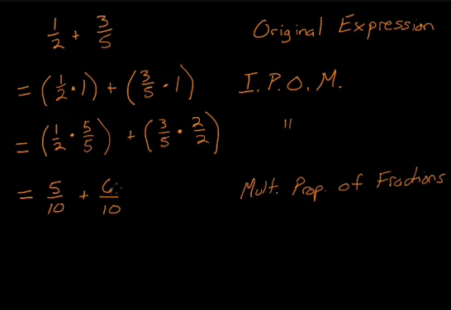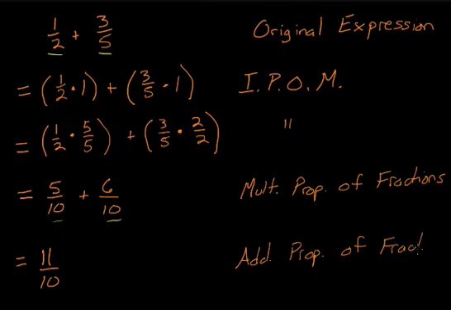Now, I really haven't changed anything about this expression. I still have 1/2 plus 3/5. I've just changed the way those values are represented. I'm representing 1/2 as 5/10, and I'm representing 3/5 as 6/10. And because we now have common denominators, we can apply the addition property of fractions. So we're going to add our numerators. That's going to be 11 over the common denominator 10. And we used the addition property of fractions to get us there. And now we have our answer.